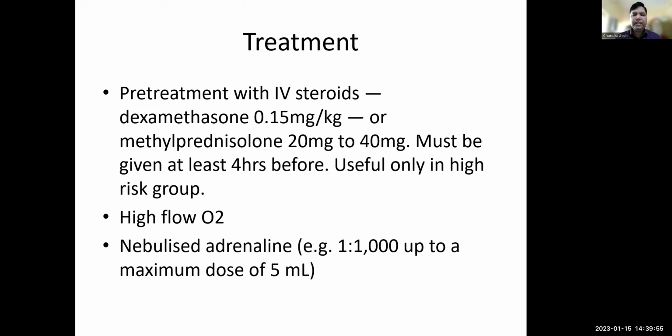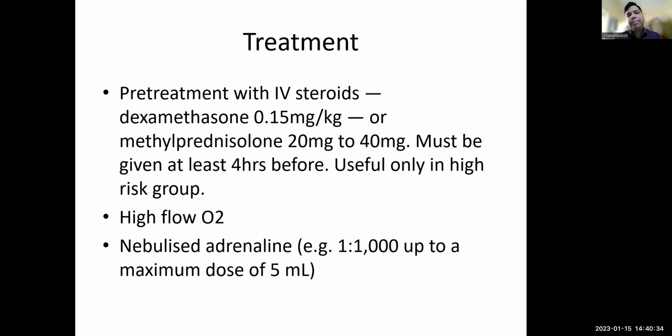There have been multiple trials, and there has also been meta-analysis on this. Whichever steroid you are giving, either dexamethasone or methylprednisolone, you can repeat it every 4 to 6 hours for 24 hours or 12 hours. The last dose must be given at least 4 hours before the extubation. If you are not giving it at least 4 hours before extubation, then probably it's not going to make much of a difference. And also, it is not necessary to give steroids to all patients, but it's only useful in high-risk patients for post-extubation stridor.